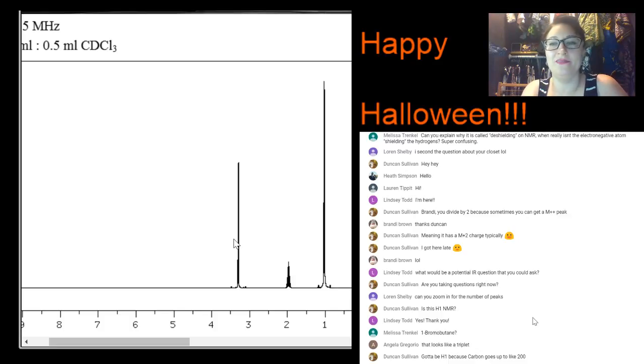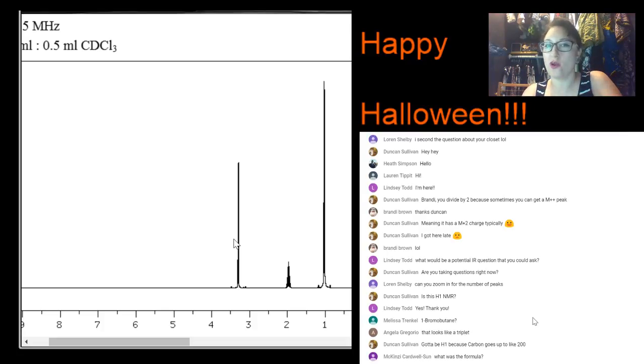Exactly, Duncan. That's how you can tell if you're looking at hydrogen or carbon. The scales are way different.